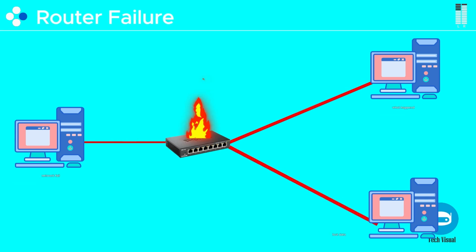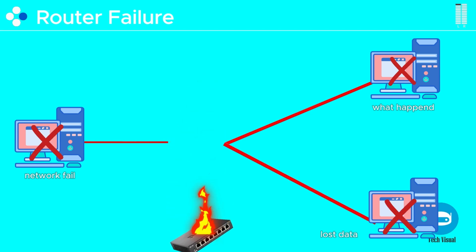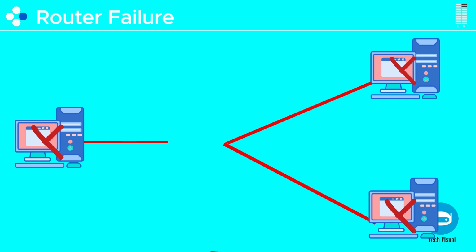Router failure. Let's consider what happens if the router fails, or is on fire as an analogy for a serious malfunction or being physically damaged, and how the computers can or cannot communicate.